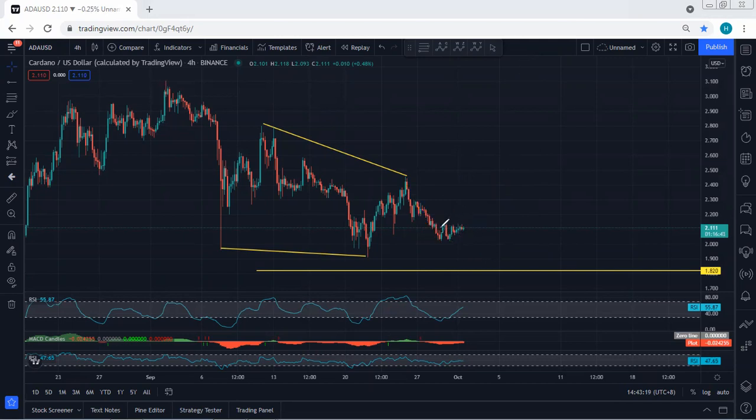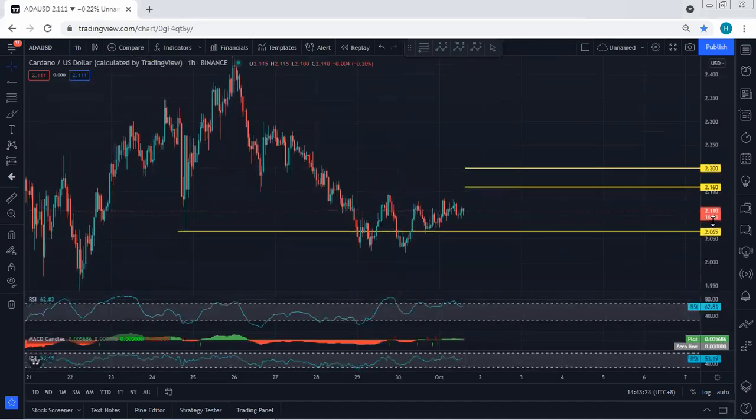Anyway, whether we should look for buy or sell as a short term, if I move to 1 hour chart, we want to see what we have based on 1 hour chart first.